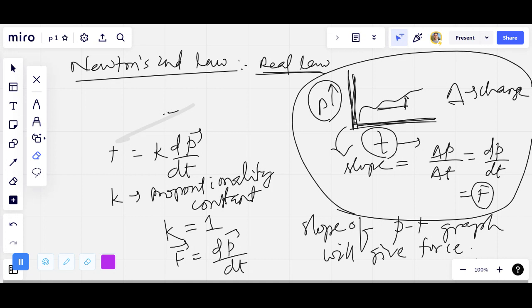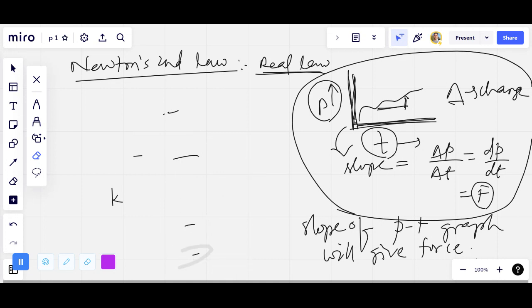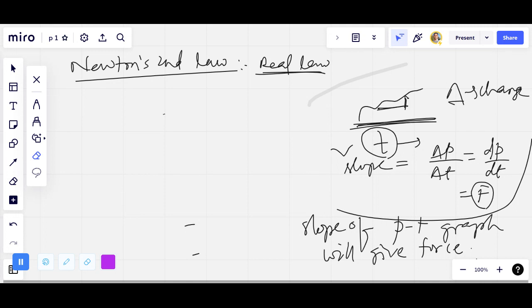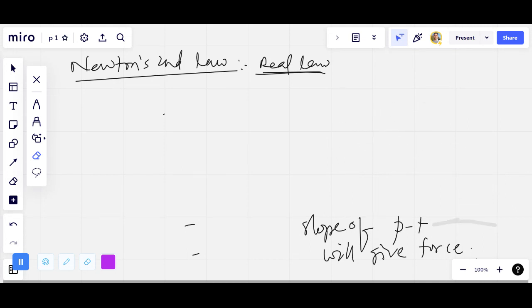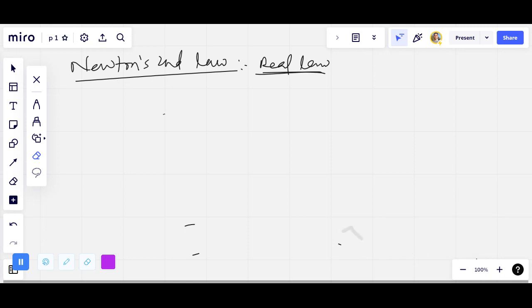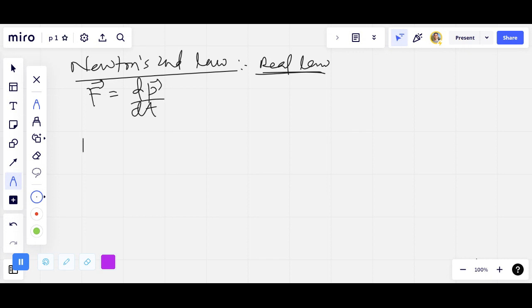So let me start writing from here. External force applied is directly proportional to the rate of change of momentum, and taking the proportionality constant to be 1, we can write F is equal to dp upon dt, and F is equal to d by dt of mass into velocity. Momentum is mass into velocity.